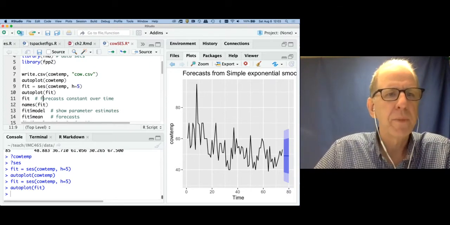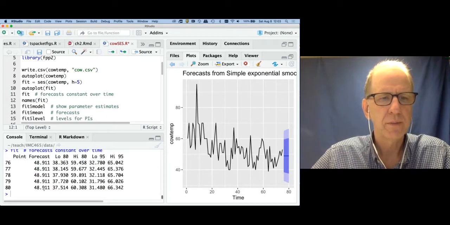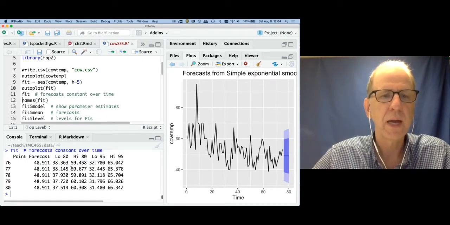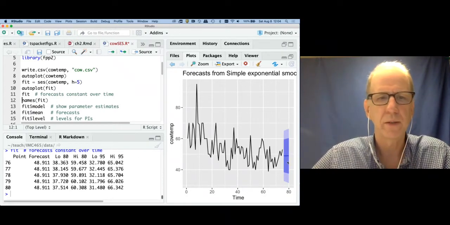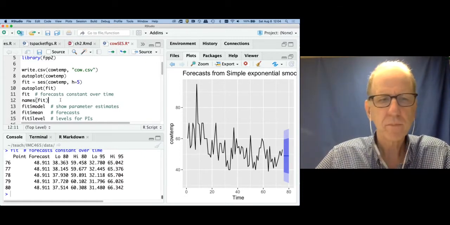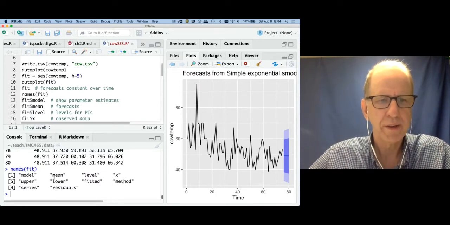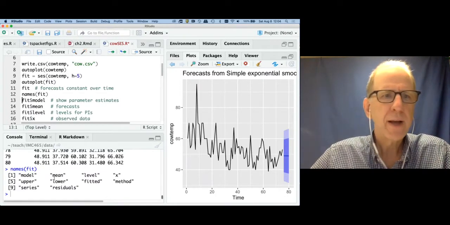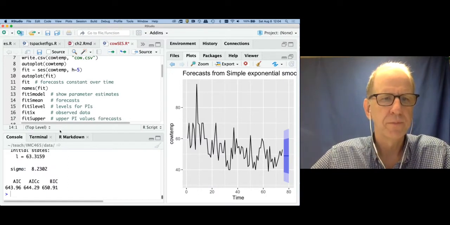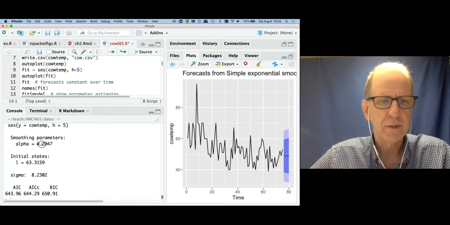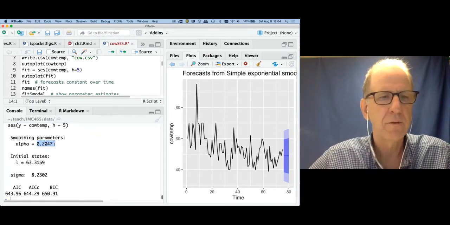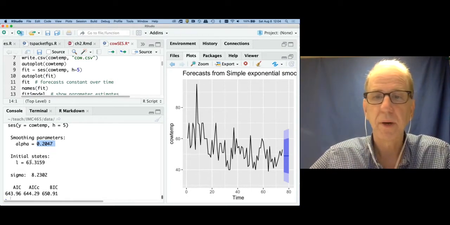All right, if I display the fitted object, what I get are the forecasts with the 80 and the 95% confidence levels, and those are shown in the dark blue, that would be the 80% PI, and the 95% in the light blue. The fitted object has a whole lot of components. Fit dollar model I find extremely useful, and what we get here is our estimate. This is the least squares estimate of the best alpha, and you can see it's about 0.2. It also estimated the initial state to be about 0.63.